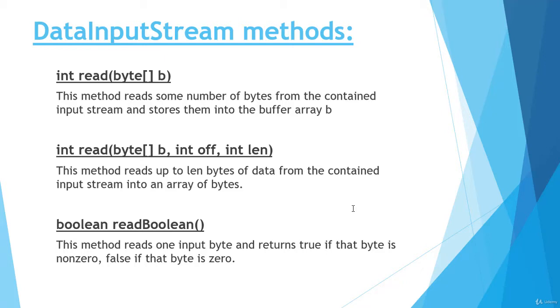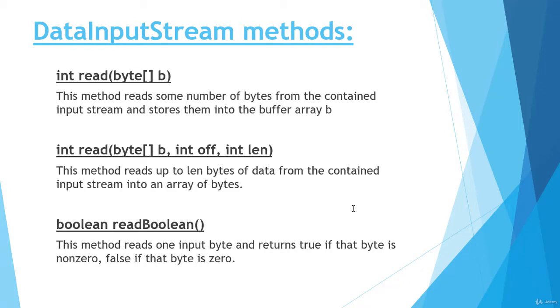First of all, we have the read method. This method reads some number of bytes from the contained input stream and stores them into the buffer array b. So whenever we want to read some bytes of data from the file, we use this version of the read method, and we store that in an array of byte type. Next, we have the overloaded version of the read method, in which you have an array of byte type, an integer offset, and an integer length. This method reads up to length bytes of data from the contained input stream into the array of bytes. We know this method very well.